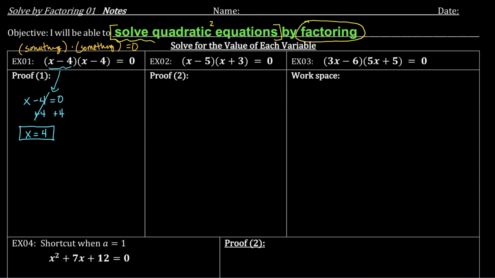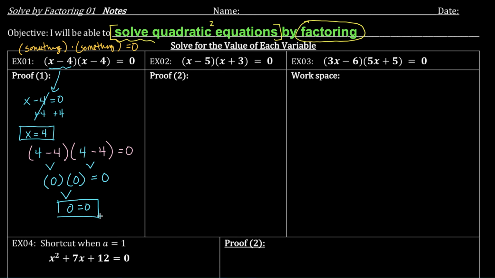Let's prove it. So I'm going to write it in different colors. I'll do minus 4, and then minus 4 equals 0. And for x, I will put 4 right here. And 4 minus 4 is 0, 4 minus 4 is 0. And 0 times 0 is 0. This strategy will work every single time.